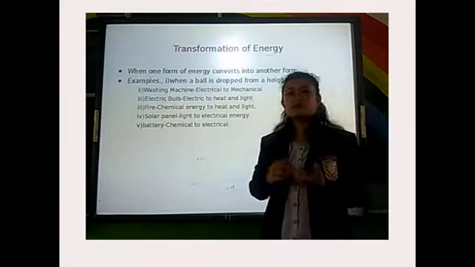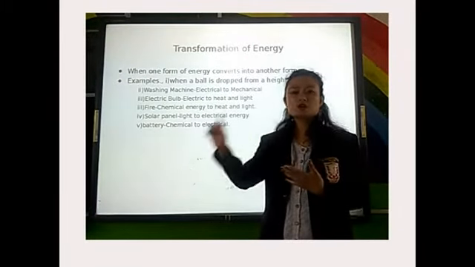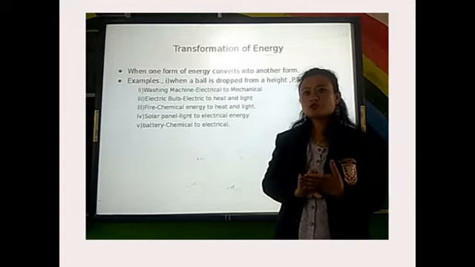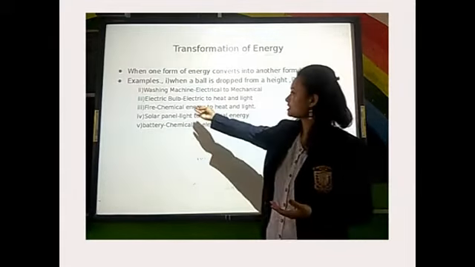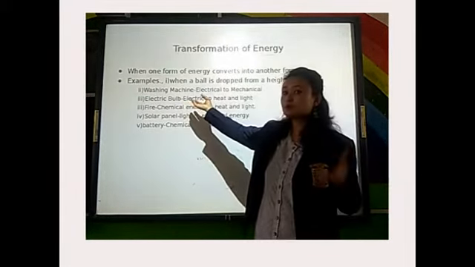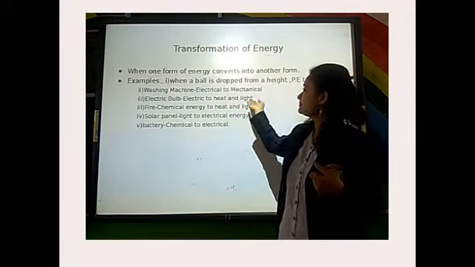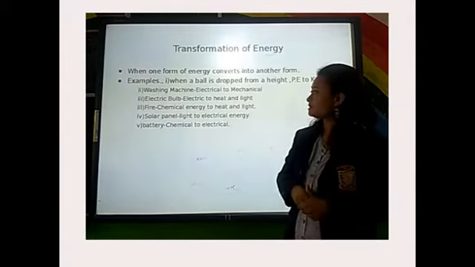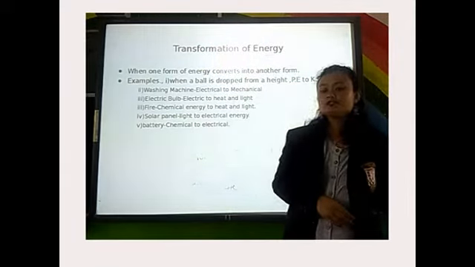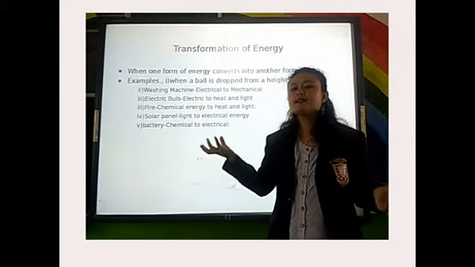The electric bulb, for the same purpose you have to switch on the light. So when you switch on the lights, the bulb glows. So electric to heat and light. So in the electric bulb, the electrical energy changes to heat and light.